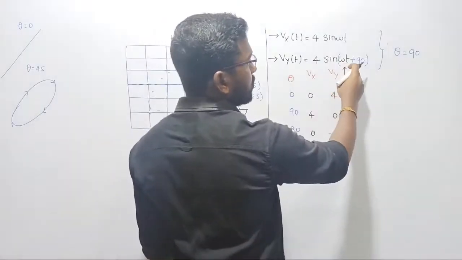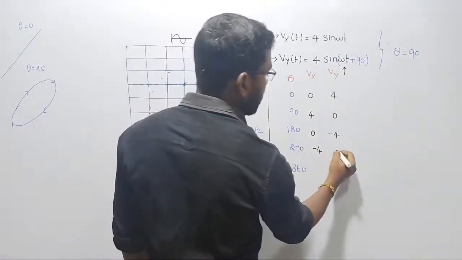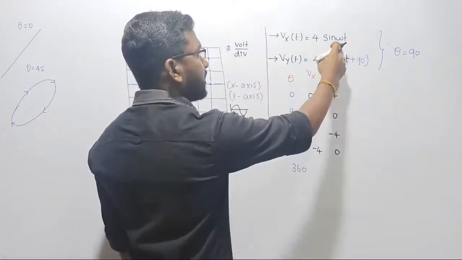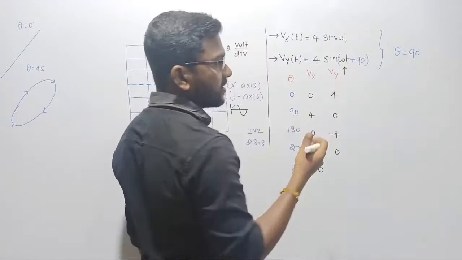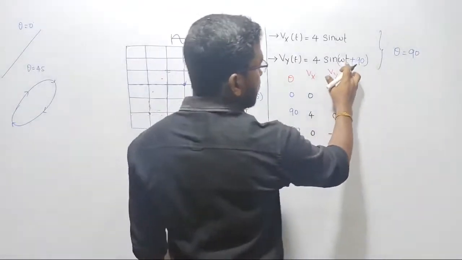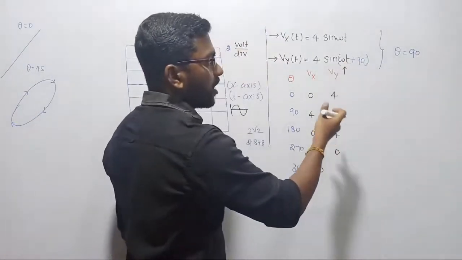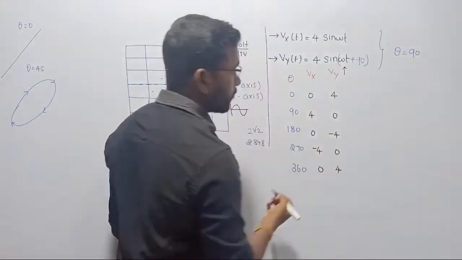At 270, 270 plus 90 becomes 360. Sin 360 will be 0. Again at 360, sin 360 will be directly 0. Here 360 plus 90. 360 means 0 only. So 0 plus 90 becomes again 90. Sin 90 will become 1. 1 into 4 will become plus 4.